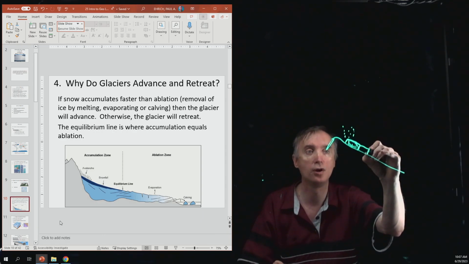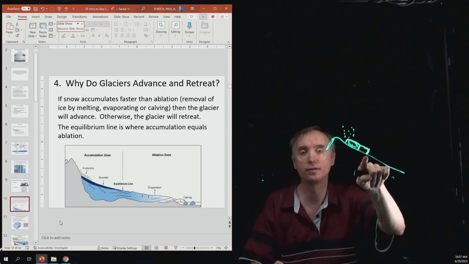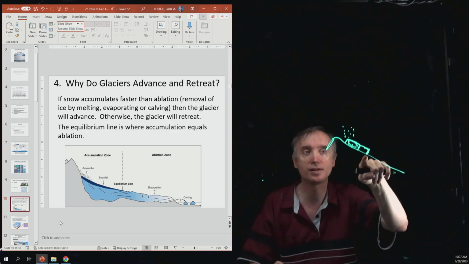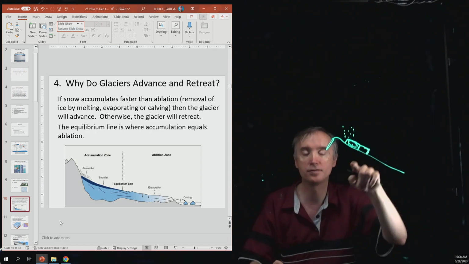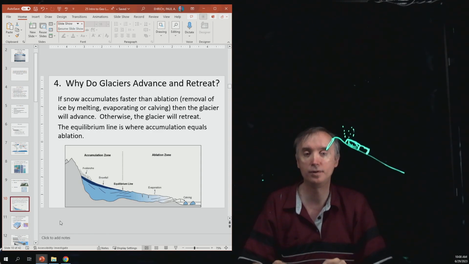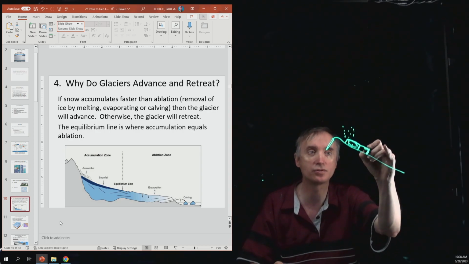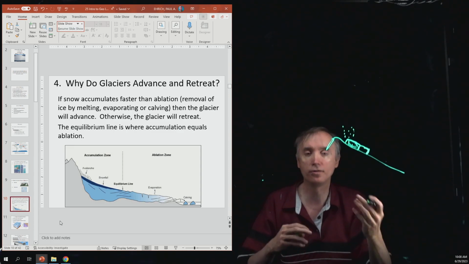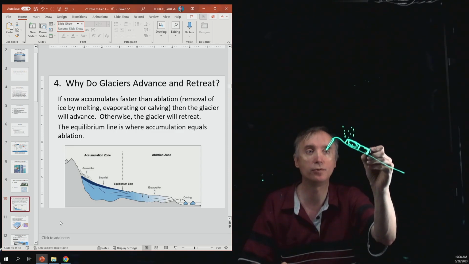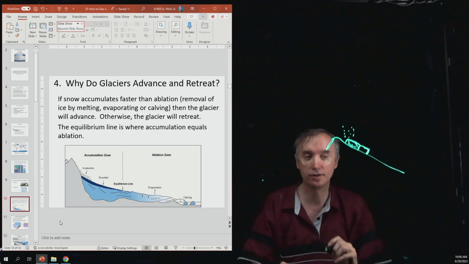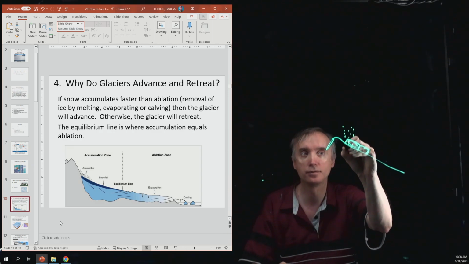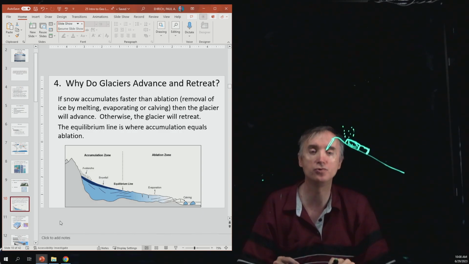Okay, so what do we mean by advancing and retreating? Well, it has to do with the front of the glacier. So here's the front of the glacier. Now, the front of the glacier, this ice can be disappearing because it could be melting, it could be evaporating, or it could be calving, which means that part of this ice just breaks off. So all three of those processes is going to be removing material right here. But material is being added up here.